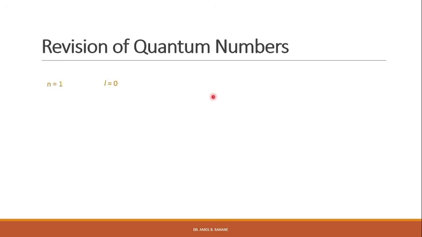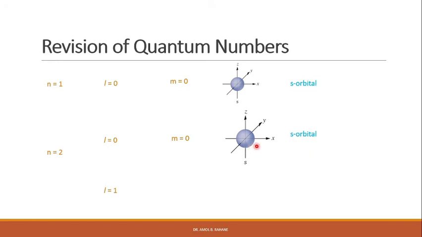Let us take some examples. For n = 1, l = 0, so m is also equal to 0 and we get an s orbital. For n = 2, we can have 2 different values of l, that is l = 0 and l = 1. For l = 0, again m = 0, and we get an s orbital again.